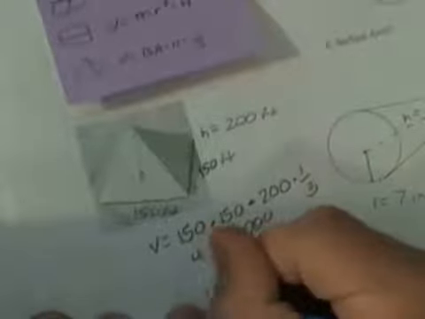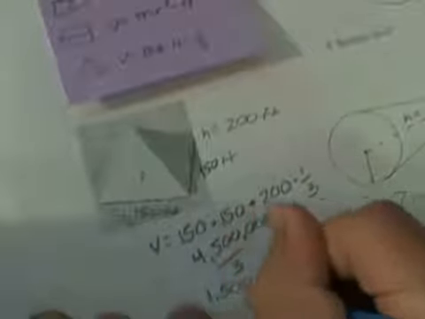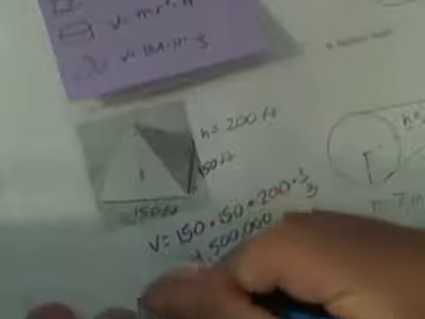4,500,000. We still need to divide that by 3. So if we divide that by 3, we have an answer of 1.5 million. So our volume for this pyramid would be 1.5 million. In this case, it is feet cubed. Again, that's our answer, feet cubed. Go ahead and box in your answer, and that'll be the answer for number 3.